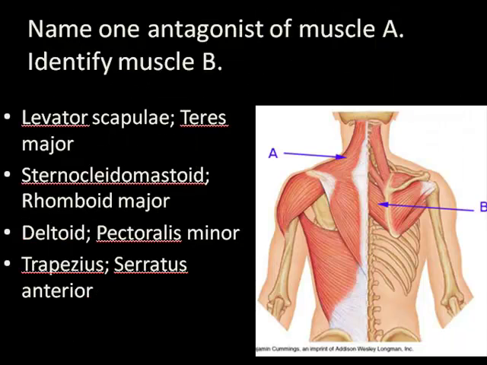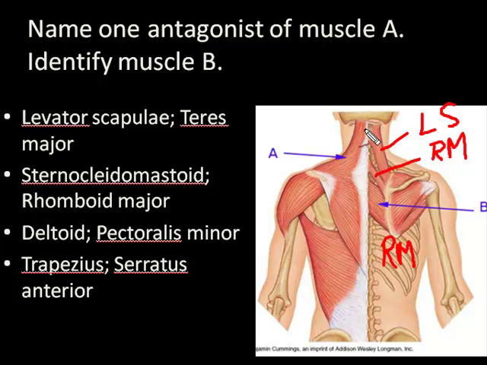Let's look at the last question, which asks you to identify an antagonist of muscle A and then identify muscle B. So you can see this is the posterior aspect of the neck and the shoulder area. This muscle you see here is the trapezius, and then muscle B, if you look here, is the rhomboid major, because this is the levator scapulae. This small muscle here is the rhomboid minor, and this is rhomboid major. Now it asks you to identify the antagonist of trapezius.